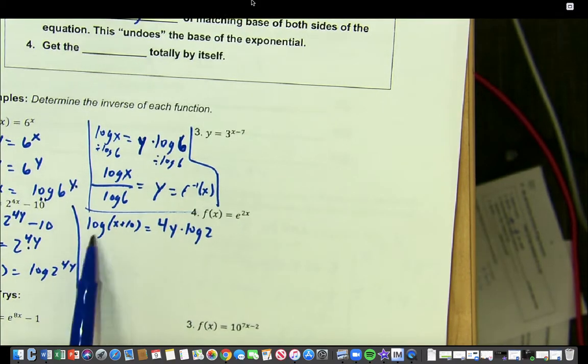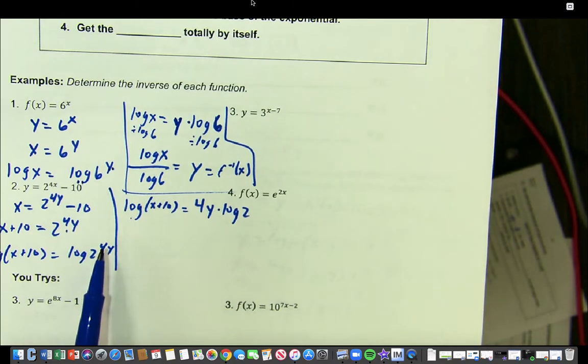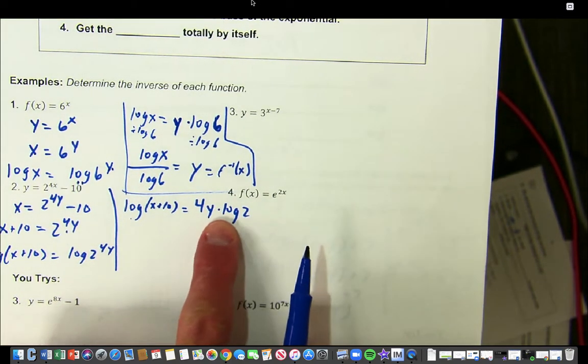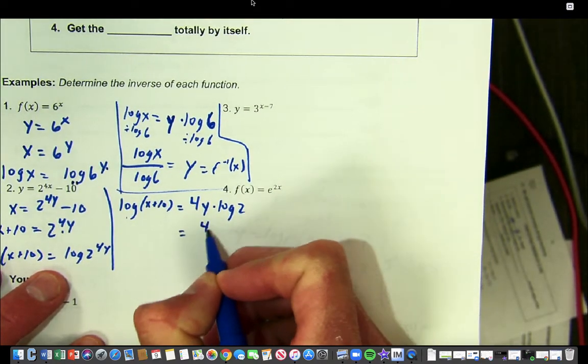So I took the log of this side, I took the log of that side, but because I took the log of this side, it de-exponentializes this, and the exponent comes down. All right, so now to get rid of times log of 2, I will divide each side by log of 2.